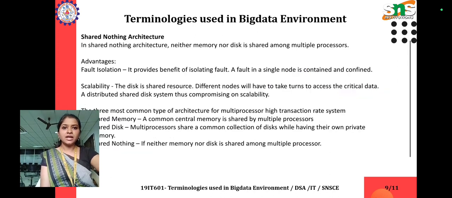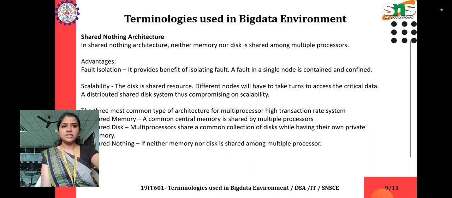The final architecture is the shared nothing architecture. In shared nothing architecture, neither memory nor disk is shared among multiple processors. The advantages of the shared nothing architecture are, first, fault isolation: it provides the benefit of isolating faults. A fault in a single node is contained and confined. Second, scalability: if the disk is a shared resource, different nodes will have to take turns to access the critical data, as in a distributed shared disk system, thus compromising on scalability.